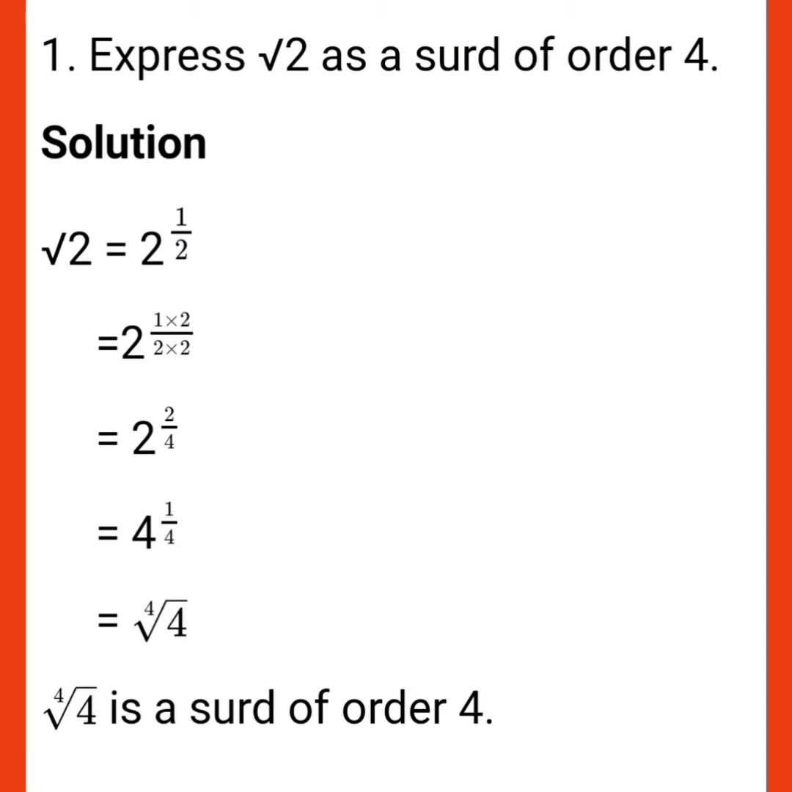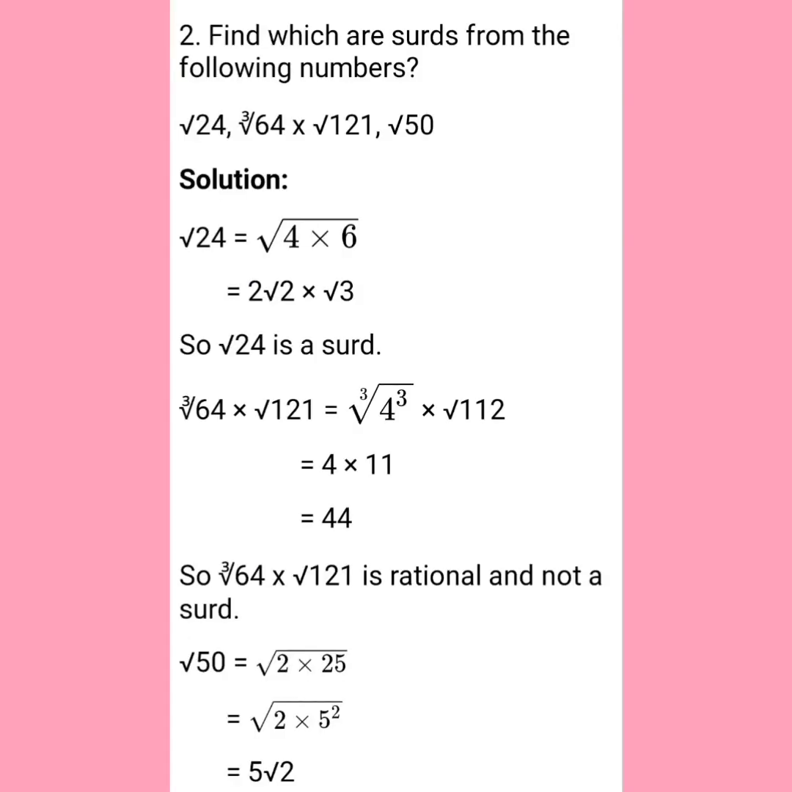So if we are able to write the nth root of something, then we say that it is of order n. Here n is equal to 4. So fourth root of 4 is a surd of order 4. Now consider another example. Find which are the surds from the following numbers. I give you some numbers, you find out which of them are surds.